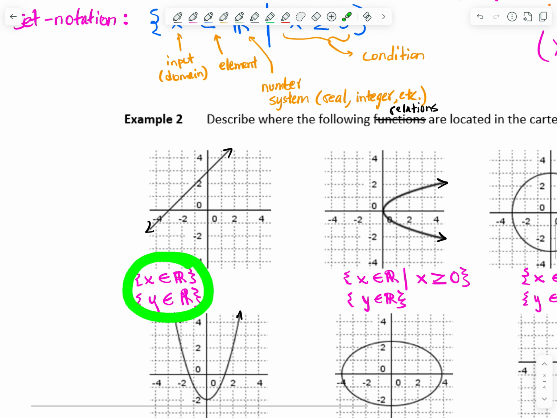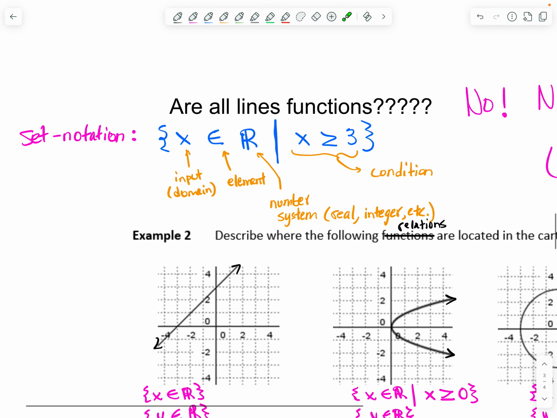And before going back to this, I have to explain what the set notation is right here. So set notation, there's 2 parts, domain and range. So if I'm talking about x, well, that's my input, my domain. If it's y, it's range. Then I have this letter right here, which stands for element. So x is an element. And then I have to include my number system. So there I have the real number system.